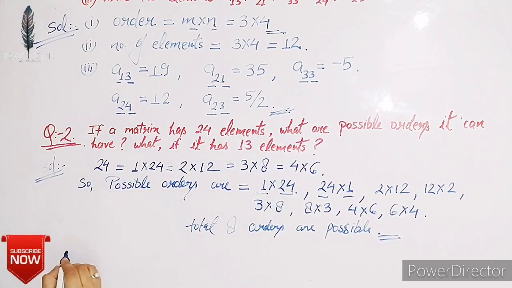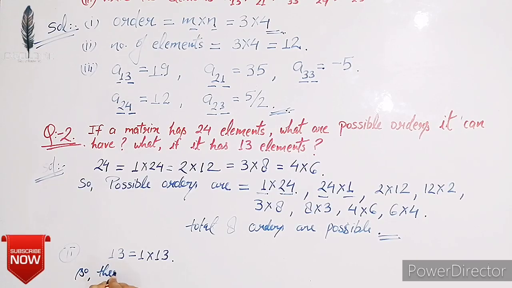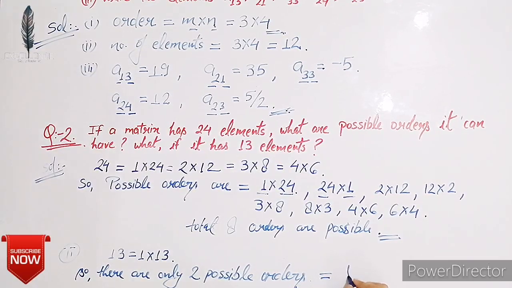Next, what if it has 13 elements? If there are 13 elements, what will be the factors of 13? 1 into 13 only. Okay, so there are only 2 possible orders. There are only 2 possible orders, that are 1 into 13, 1 row, 13 columns, and 13 into 1, in which there will be 13 rows and 1 column. Okay, clear? Okay, complete.